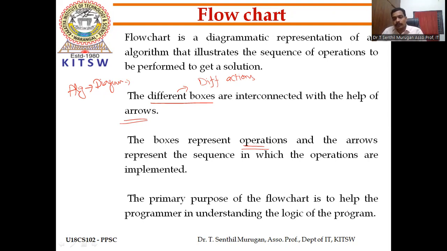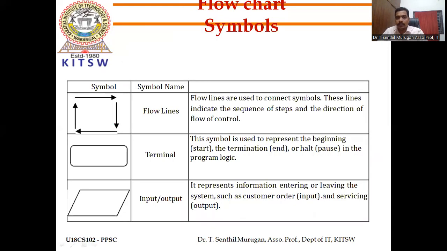The primary purpose of the flowchart is to help the programmer understand the logic of the program easily, without tension and without ambiguity. These are the flowchart symbols. These are the arrow marks: up arrow, down arrow, right arrow, left arrow. This is the oval box, used for terminal. Terminal means the start of the flowchart or the end of the flowchart.